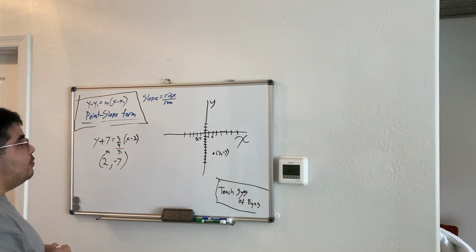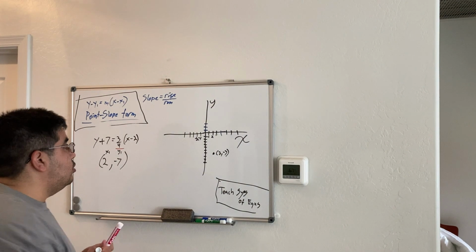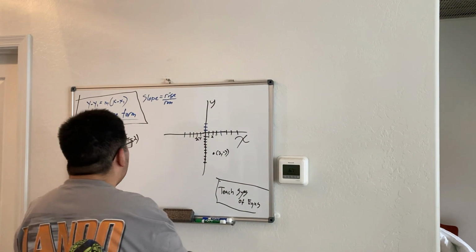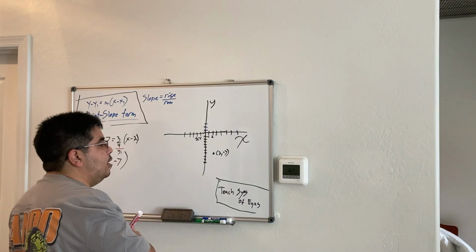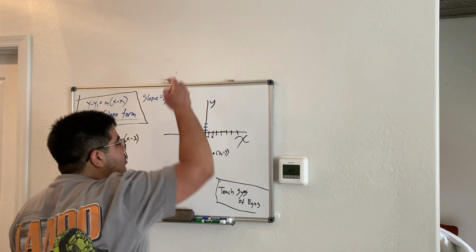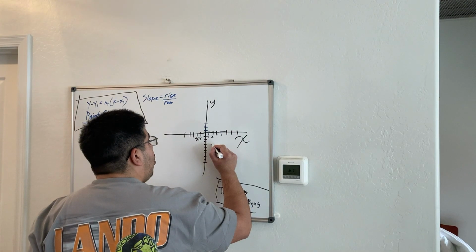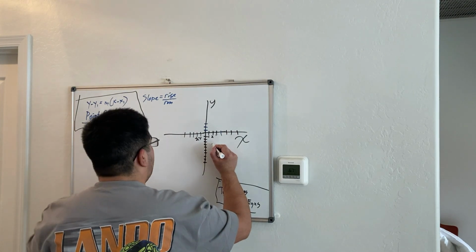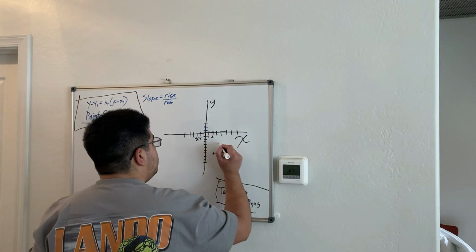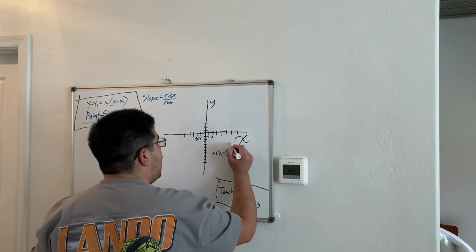So now we have 3/4. Now we do have rise over run. So now we go up 3, right? Going up is positive. So we go up 3, 1, 2, 3, and then over 4. 1, 2, 3, 4. That's fine.